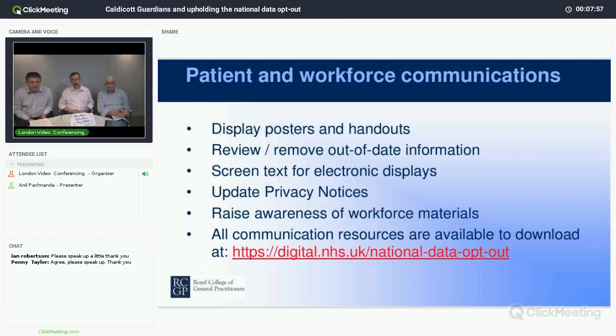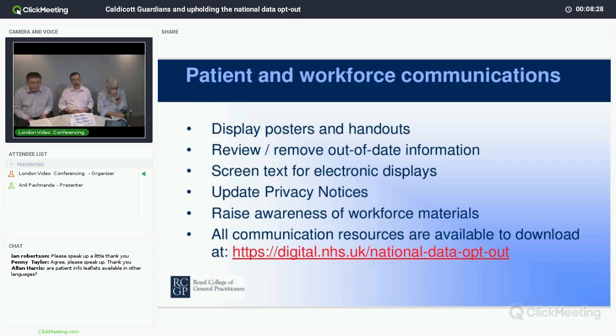We also need to think about any existing posters, handouts and website materials, make sure that they've been reviewed and removed if they're not appropriate anymore, or updated so that patients are guided towards the latest information available. We also ask that organisations consider using the screen text for electronic displays in reception and waiting areas. And again, examples of those screen text examples are available on that website at the bottom.